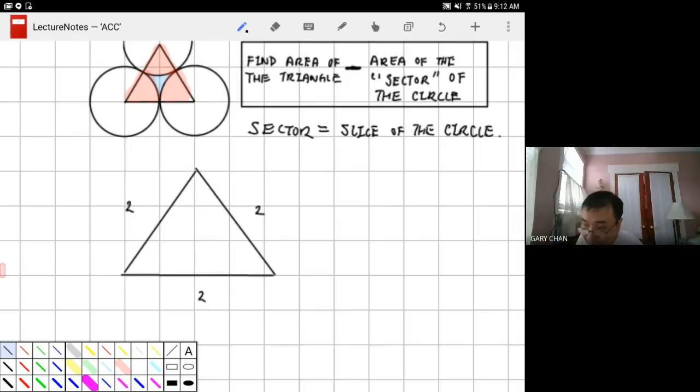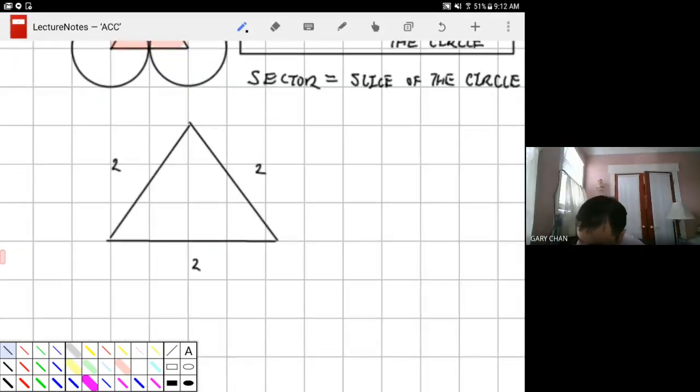So if all of these side lengths measure 2, what kind of triangle is this as a result? Equilateral. This must be equilateral. So all 3 of these angles are indeed congruent. They all measure 60. Wonderful.